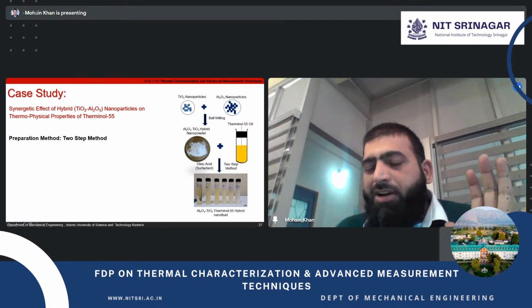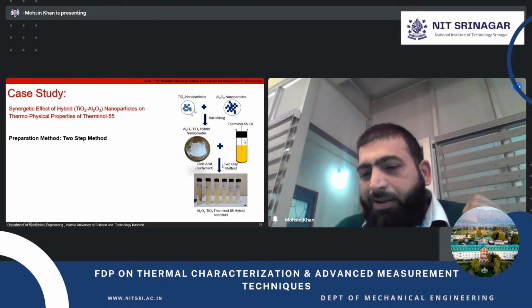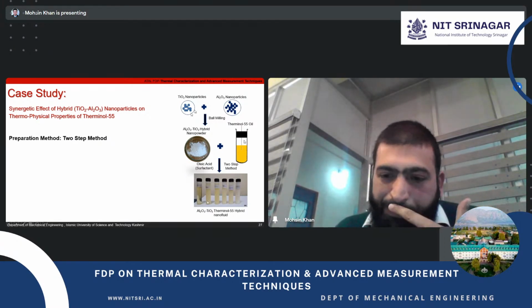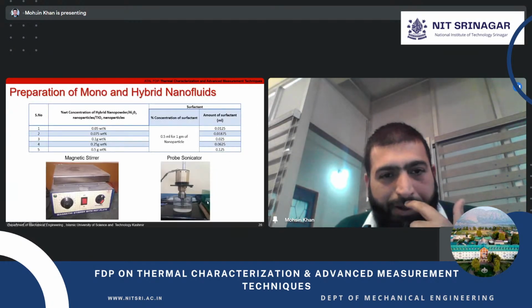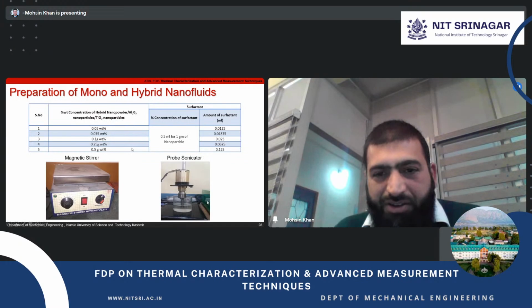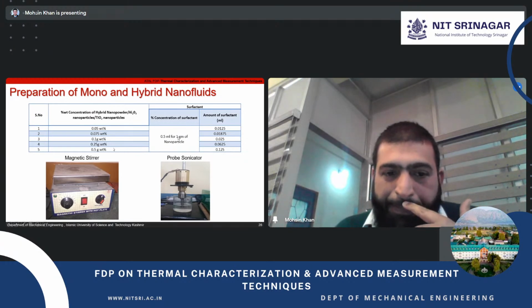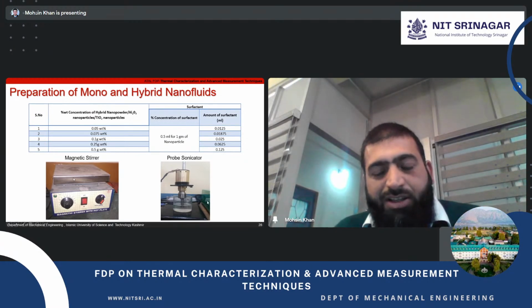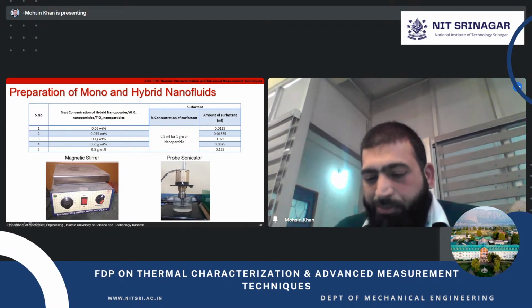We employed the two-step method in Thermal 55, using only this surfactant, and finally we prepared the Al2O3 TiO2 Thermal 55 hybrid nanofluids. Essentially, we prepared 5 different concentrations of the nanofluids. We used 0.5 ml of surfactant for 1 gram of nanoparticles. Initially, we subjected the mixture to magnetic stirring, followed by ultrasonication with a probe sonicator.